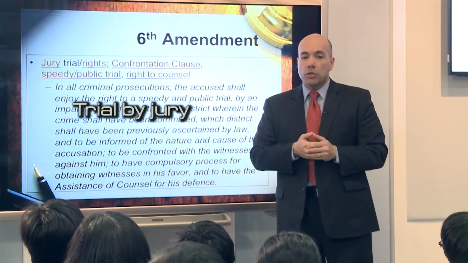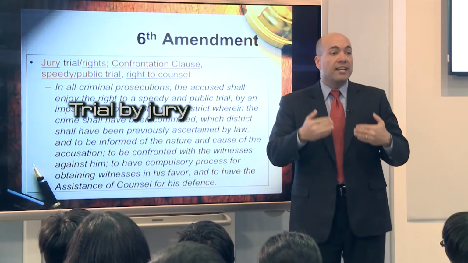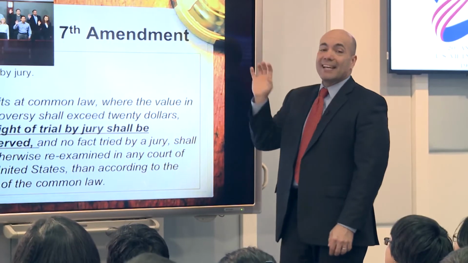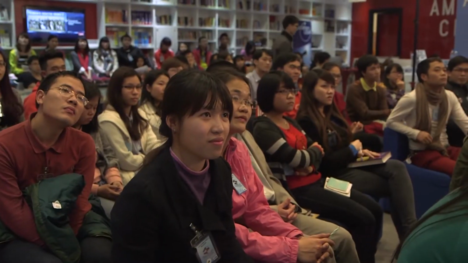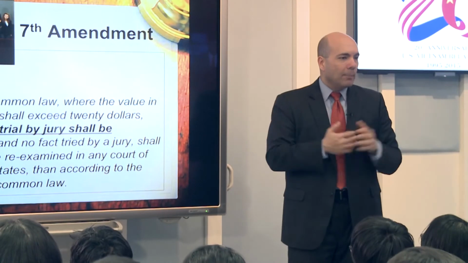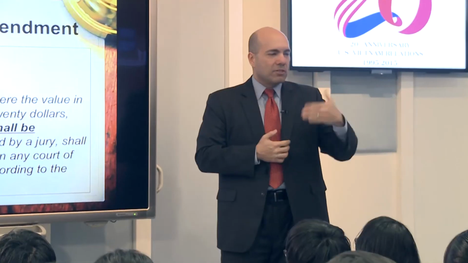Sixth Amendment, in the United States, if you are accused of a crime, you will get a jury trial, right? Seventh Amendment, this is about guaranteeing trials by jury in the civilian world, right? You and I agree to open up a restaurant, and then we have some sort of contractual disagreement. We have a right to a trial by jury.